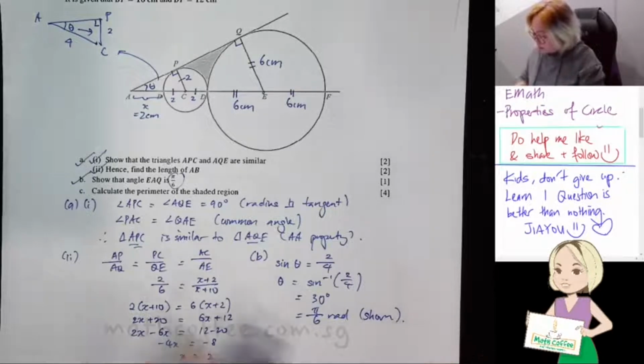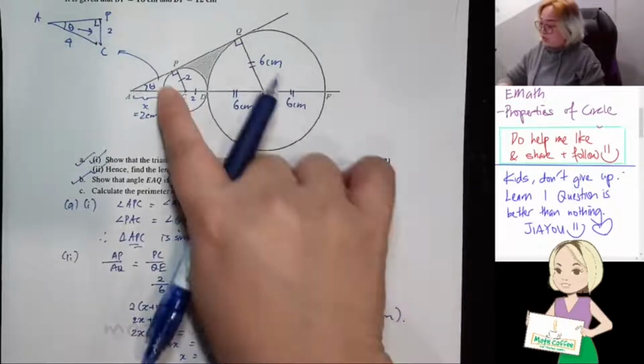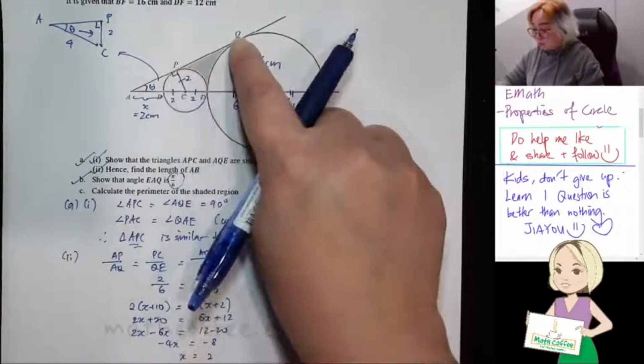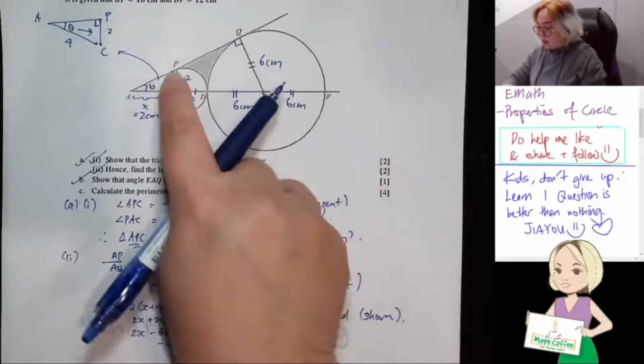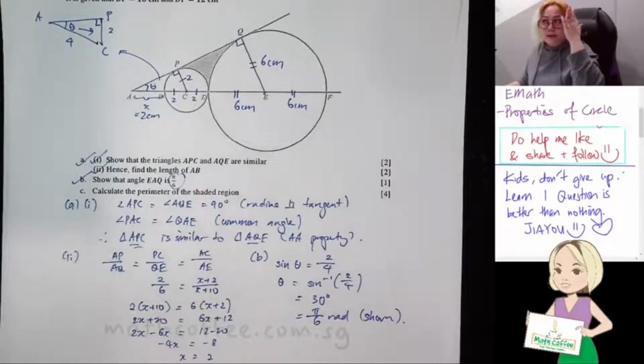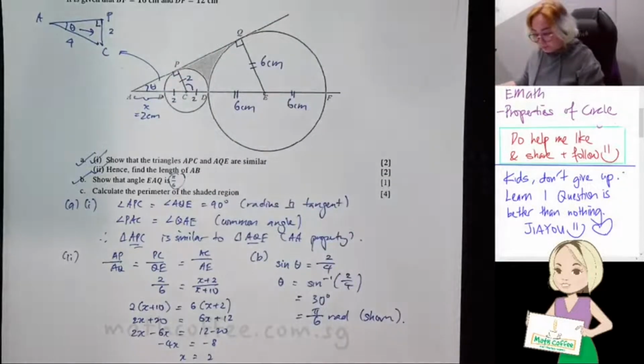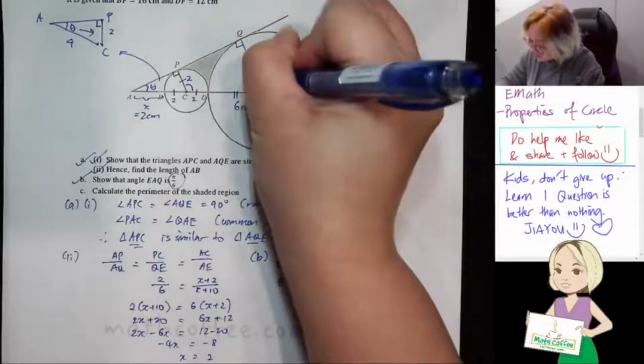Okay, now let's take a look at part C. Part C asks to find the perimeter of the shaded region. So looking at the shaded region, I need PQ, I need this arc, I also need this arc. Agree? So if you want to find the arc, you can use the arc length formula, which is r theta. We have our arc, no problem. But we need to find the angle. So I need to find this angle over here. I also need to find this angle over here.